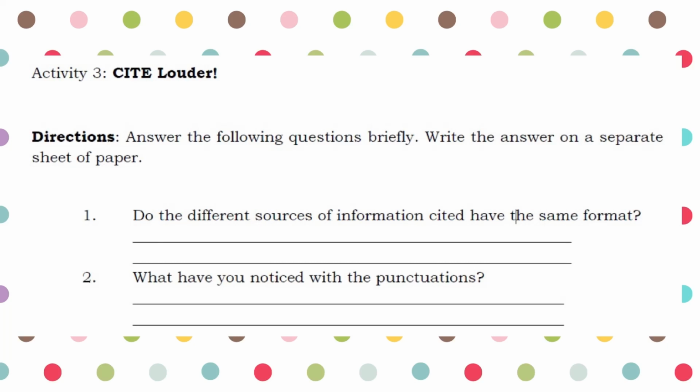Let's have activity 3. Cite louder. Direction: answer the following questions briefly. Write the answer on a separate sheet of paper. Number 1. Do the different sources of information cited have the same format? Number 2. What have you noticed with the punctuations?